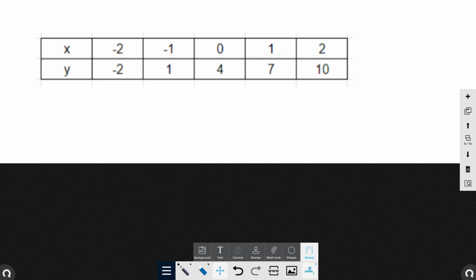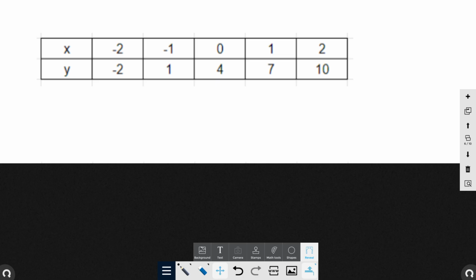Now, looking at your chart, how do we know if something is linear if it's a table? Addition and subtraction. How do we know it's exponential? Multiplication, division, and quadratic, second difference. Okay, so it's got to follow one of those 3.